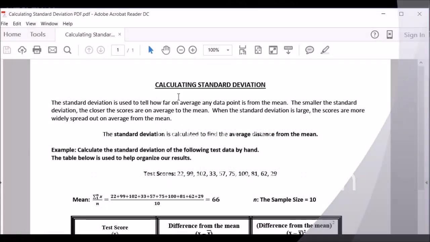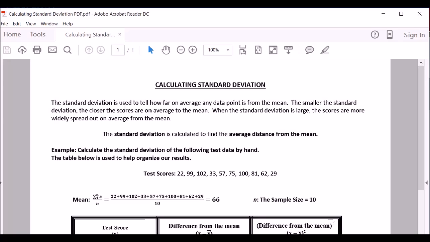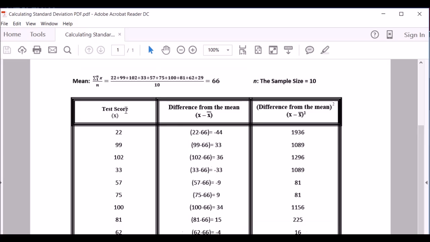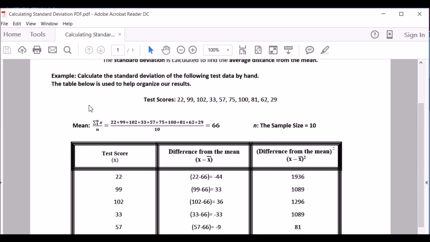So I have this example here for you. It explains what standard deviation is, and I go step by step to show you how to create this chart. I'll explain this example, but then I'm going to take a problem from the textbook and show you how to do that particular one in Excel. So here we go. Let's take a look.